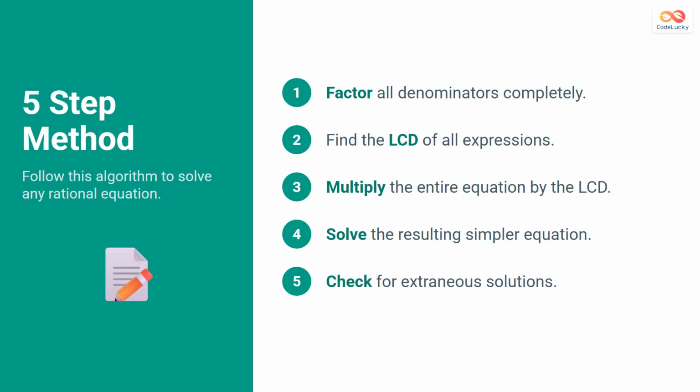Here is the step-by-step algorithm we will follow. First, factor all denominators to see what we are working with. Second, determine the LCD. Third, multiply the entire equation by that LCD. Fourth, solve the resulting equation. And fifth, and this is crucial, check your answers to make sure they are valid.